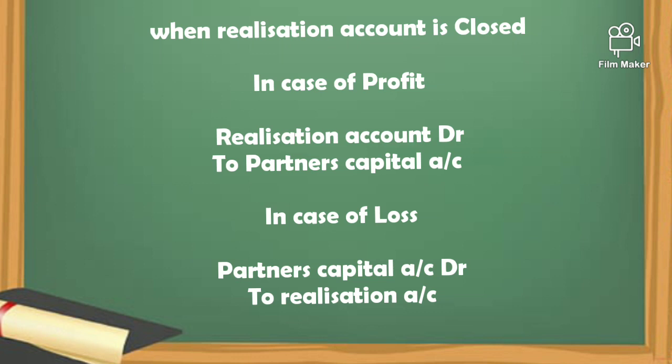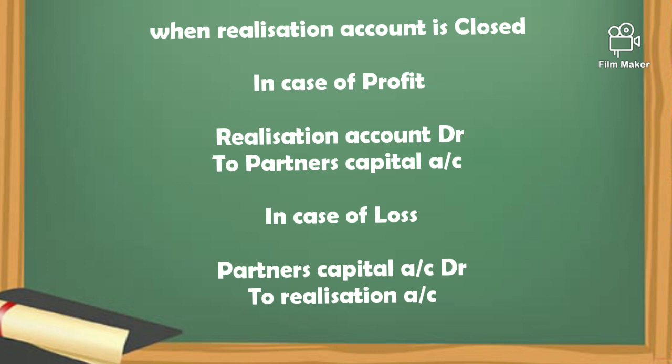So while we are preparing it, we will get either a profit or a loss. In case of profit, we will transfer it to the partners capital account, then the entry will be realization account debit to partners capital account. In case of loss, it is opposite to that, that is partners capital account debit to realization account credit. Here we might have different partners, and based on the ratios they have given in the problem, we will distribute either the profit or loss.